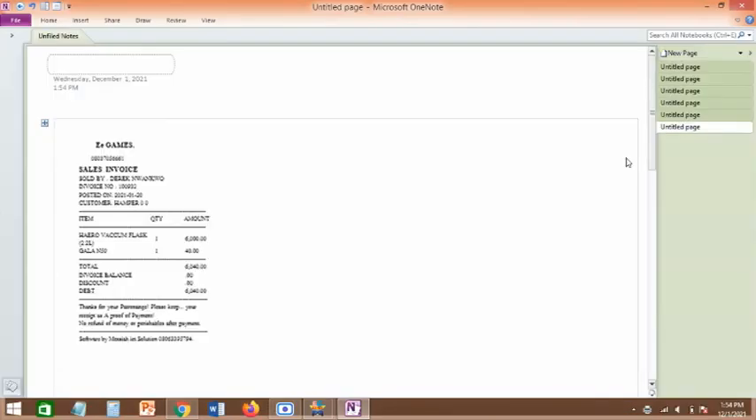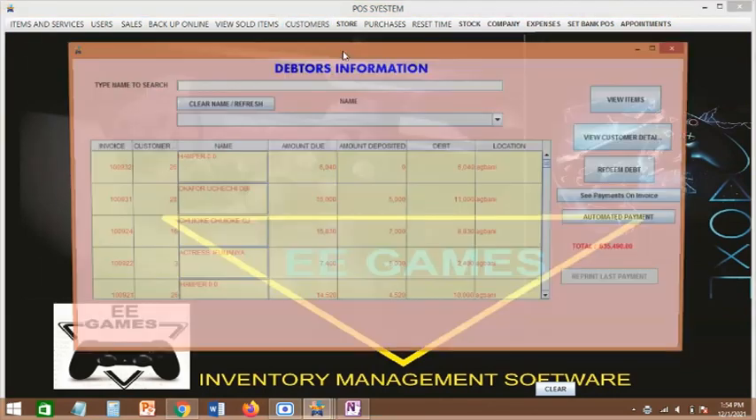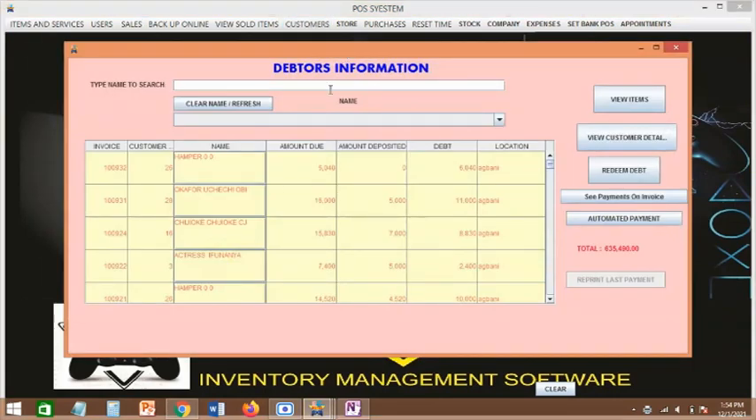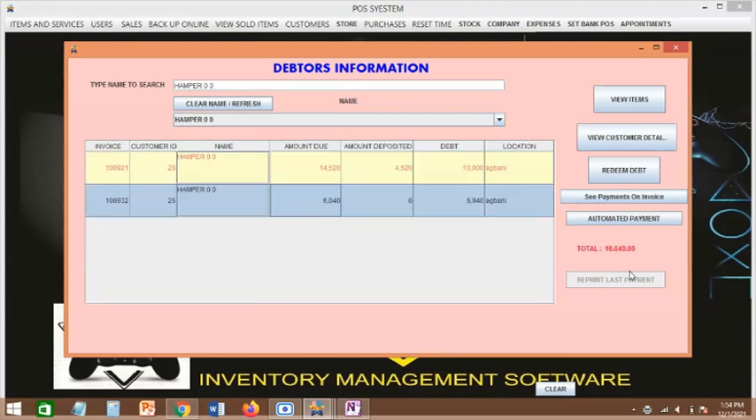Okay. So that's it. Print on the thermal printer. And when I come back here and look at unpaid sales, okay, I can see hamper. Let me check only hamper. Okay, I see hamper is owing 16,014 there.